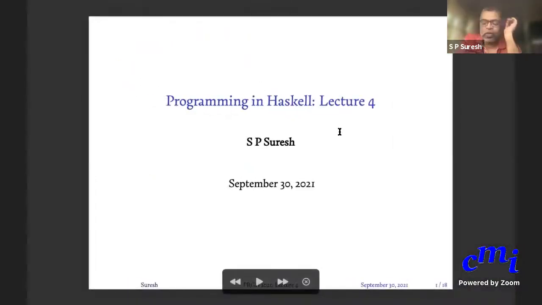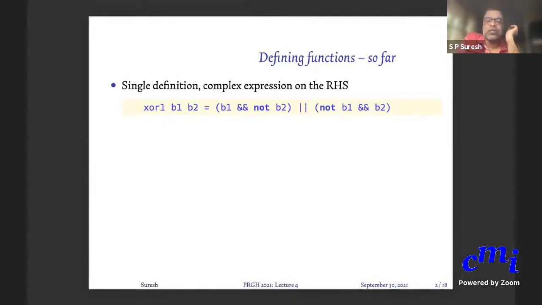Recall that we have been looking at various ways to define functions. Okay, so just a quick summary of whatever we did last time. The simplest kinds of functions would be where you have a single definition, and you have a complex or a simple expression on the right hand side.